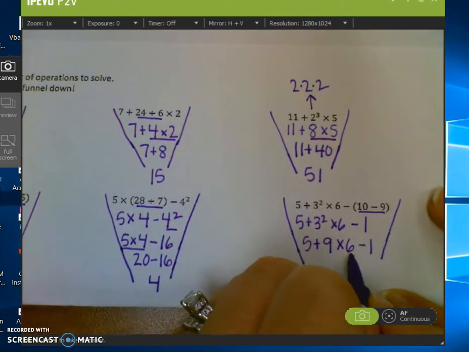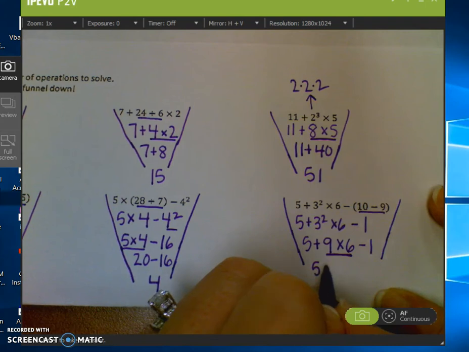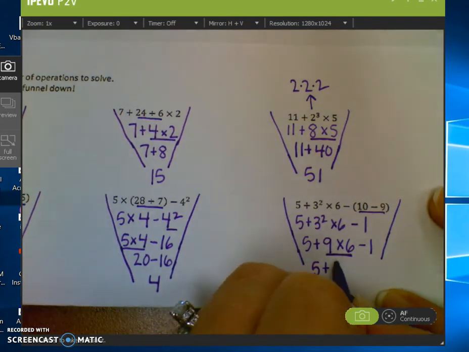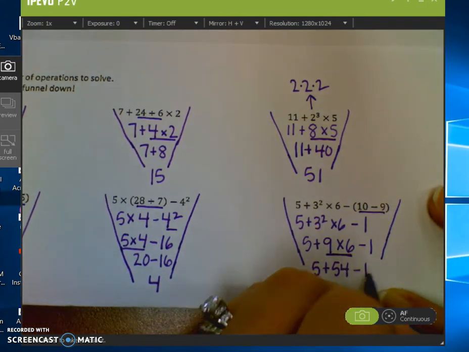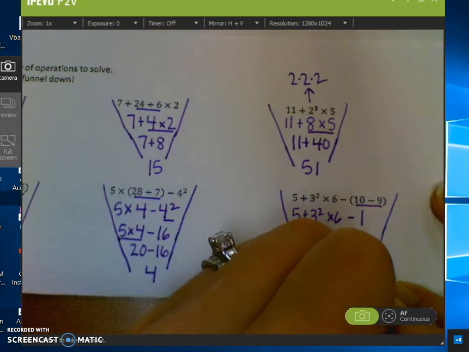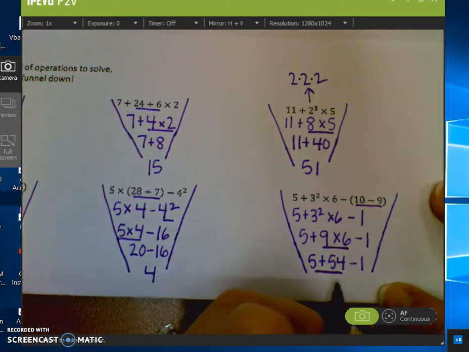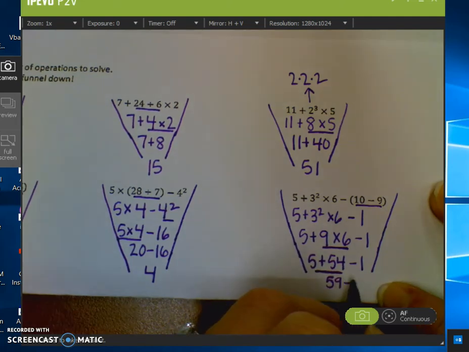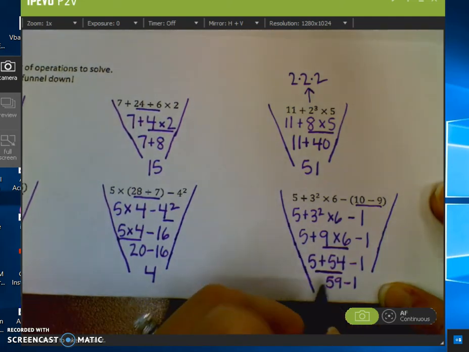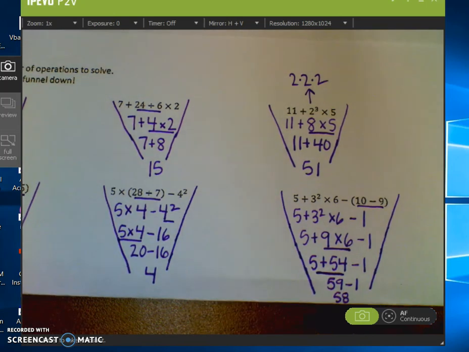Then I'm going to multiply. Multiplying comes next in order of operations. So 5 plus 9 times 6 is 54 minus 1. And then I'm going to do my adding and subtracting left to right. So I'm going to add first because it's furthest left. 5 plus 54 is 59 minus 1. And 59 minus 1 gives me my final answer of 58.